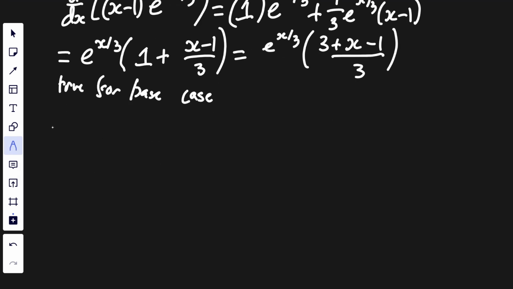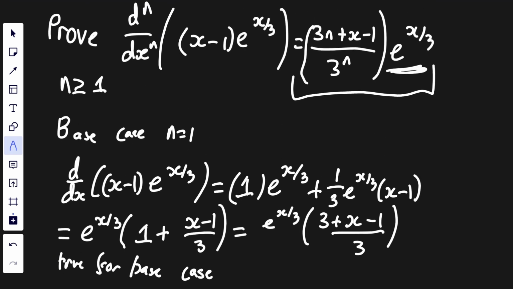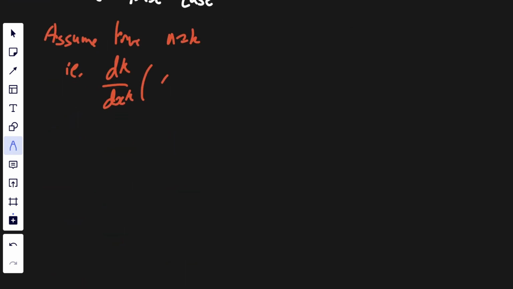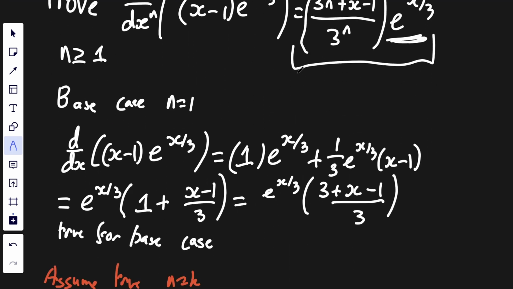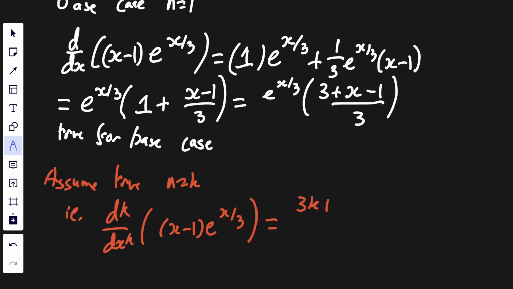Next, let's have a go at our assumption. So assume true for n equals k, i.e. we have that the kth derivative of (x minus 1) e^(x/3) is equal to, and well, we're just going to put k into here, so we've got (3k plus x minus 1) over 3 to the k, multiplied by e^(x/3).